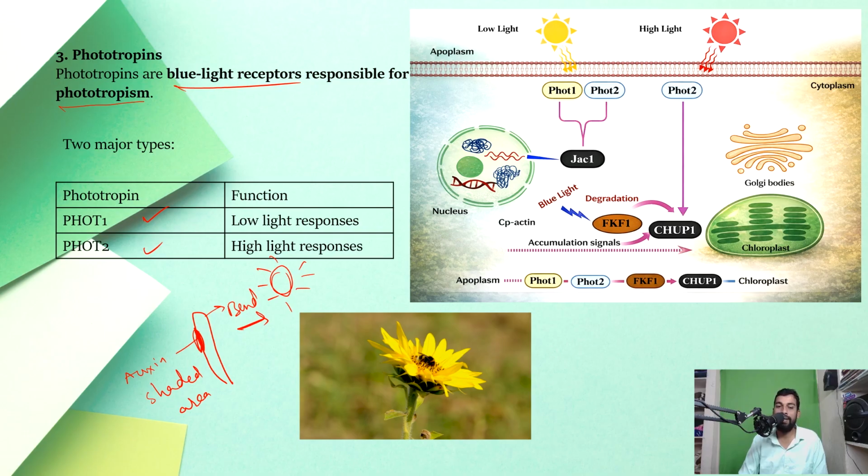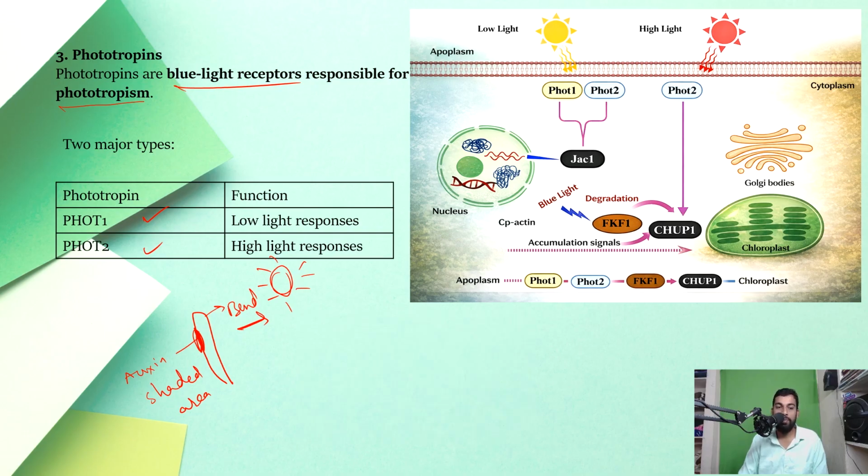Remember sunflower tree. Phototropin. There are two major types of phototropins. They are PHOT1 and PHOT2. PHOT1 works in low light responses. PHOT2 works in high light responses. These PHOT1 and PHOT2 are responsible for chloroplast movement, stomatal opening, and rapid inhibition of stem growth.